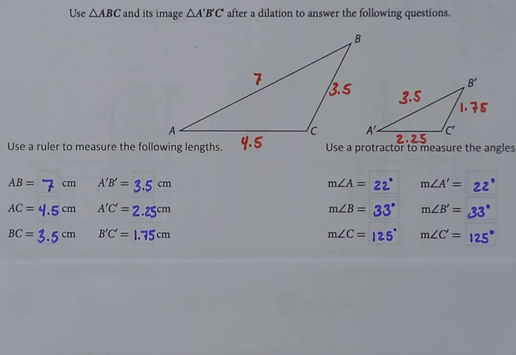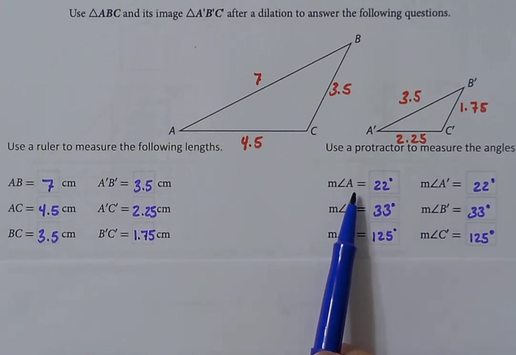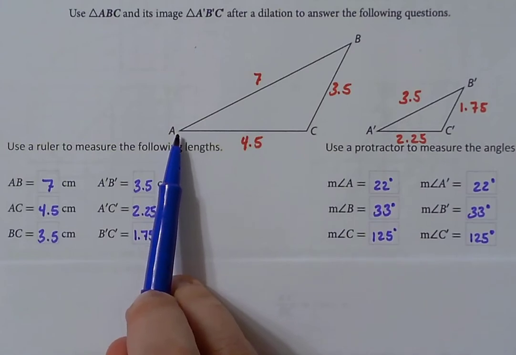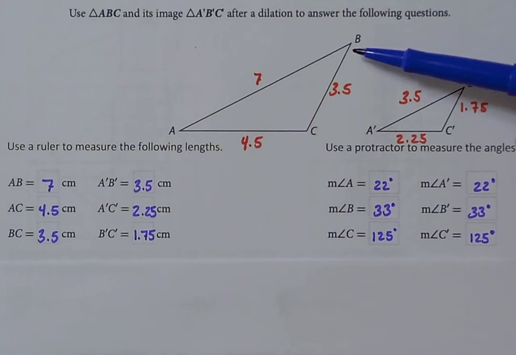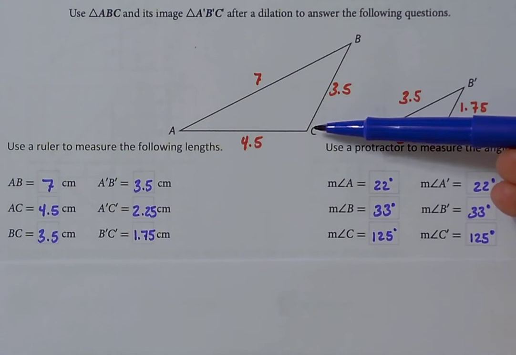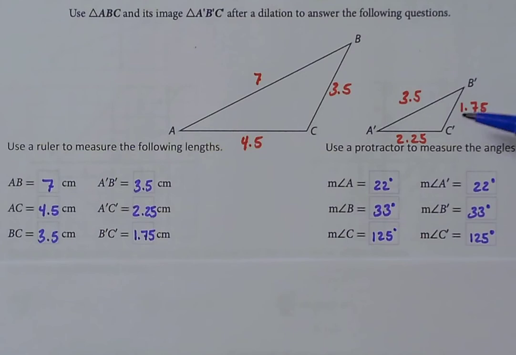Now, the other thing was the protractor to measure the angles. So I found the measure of angle A, so this angle here, to be 22 degrees. I found the measure of angle B to be 33 degrees, and then the measure of angle C was 125 degrees. And then for the A prime, B prime, C prime triangle, I found A prime to be 22 degrees, B prime to be 33 degrees, and C prime to be 125 degrees.